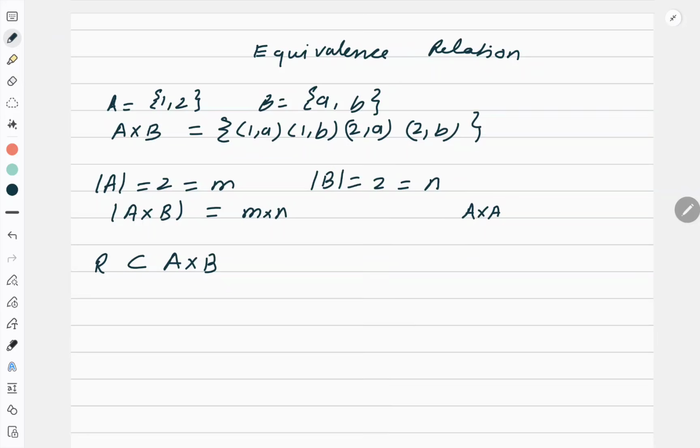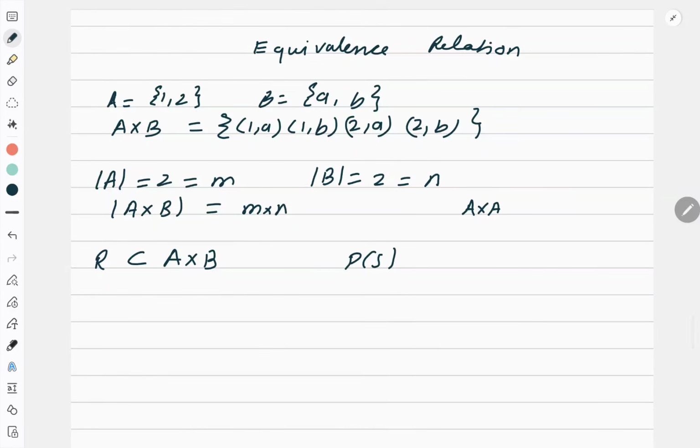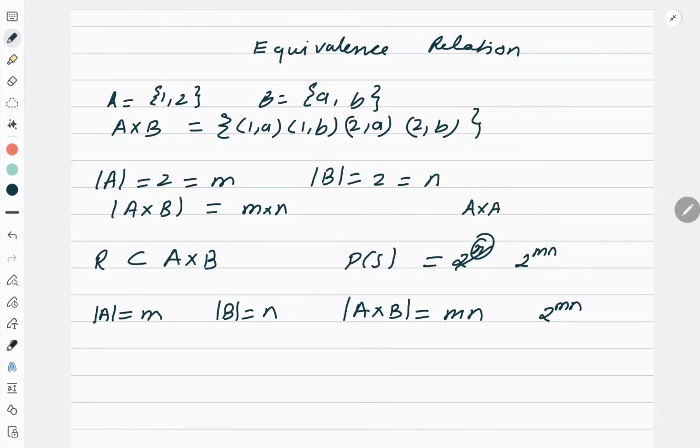That is the power set, and we all know that the number of subsets possible is always 2 to the power n, where n represents the number of elements in the given set. Since A cross B has m into n elements, 2 to the power mn gives the number of relations defined. So if A has m elements and B has n, then the number of elements in A cross B is mn, and the number of relations I can define on A cross B is 2 to the power mn. This is what we discussed in the last video.